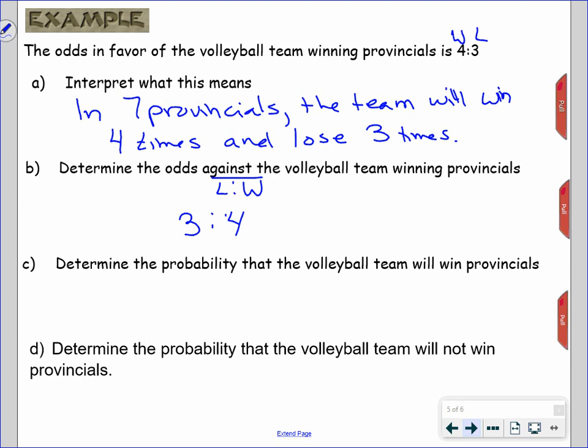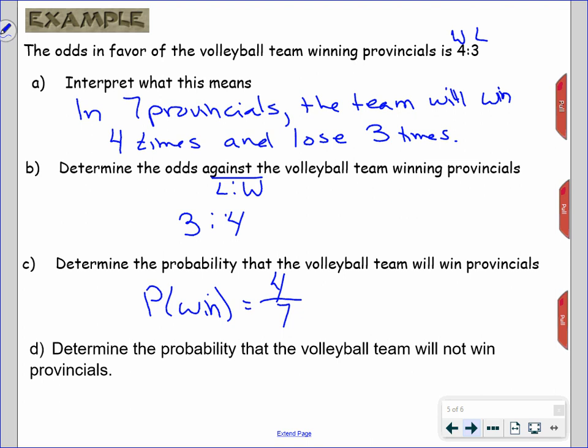Determine the probability that the volleyball team will win provincials. So now that we're talking about probability, we want the total number of provincials played. So when we're talking about the probability of winning provincials, how many times are they going to win? They're going to win 4 times. Out of how many total provincials were there? So there were 7 provincials. So 4 out of 7 provincials, they will win.